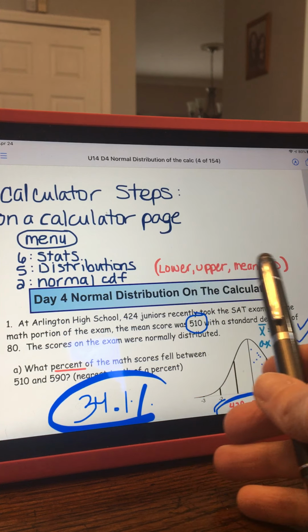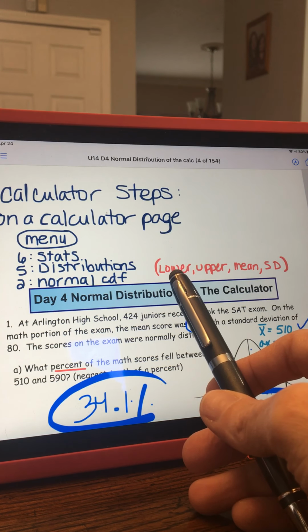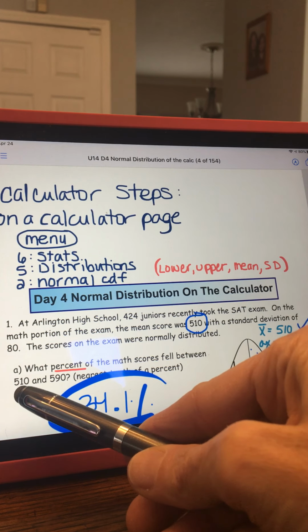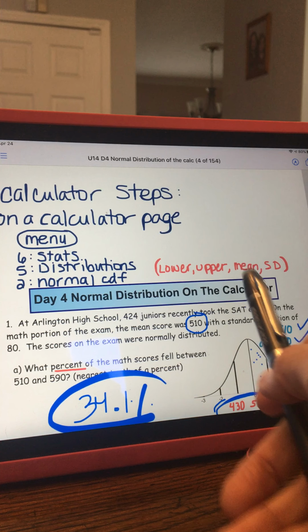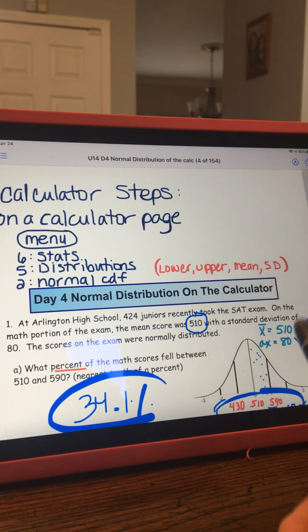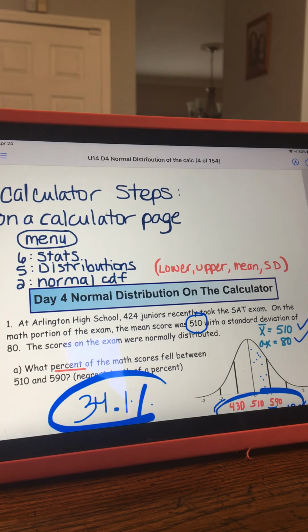And then write down this red as well, because this is what we're going to plug in. The lower is going to be the lower number, like that guy. The upper is going to be like that guy. And then the mean, and then the standard deviation. Okay, and it's going to give us that same answer. So why don't we do that for that first question, okay, and see if we get that 34.1%.